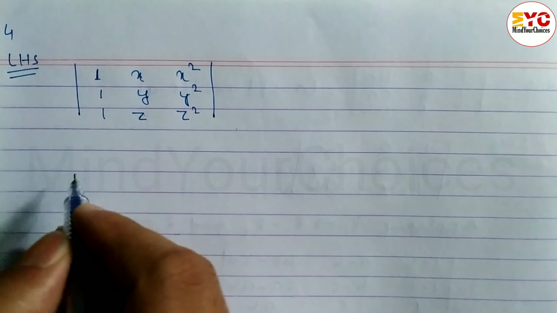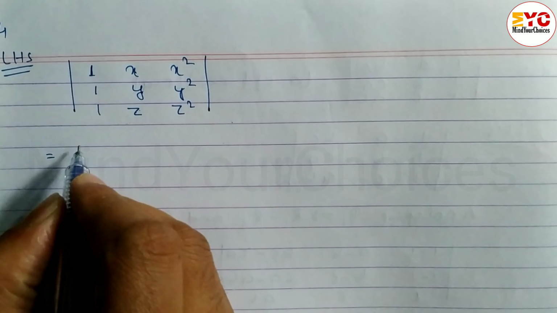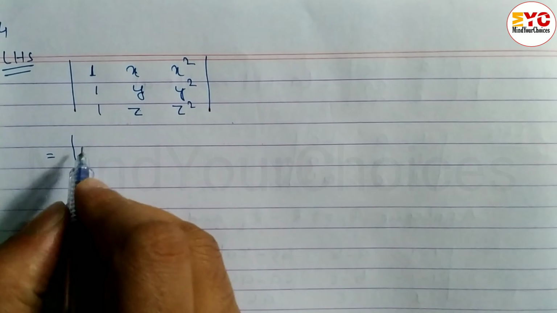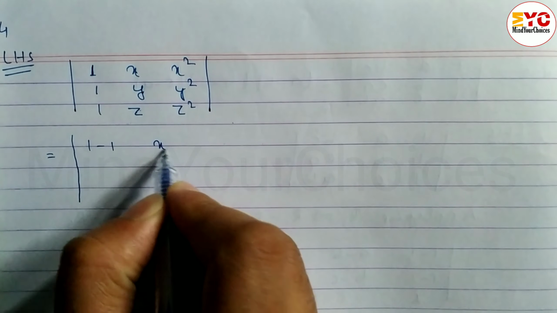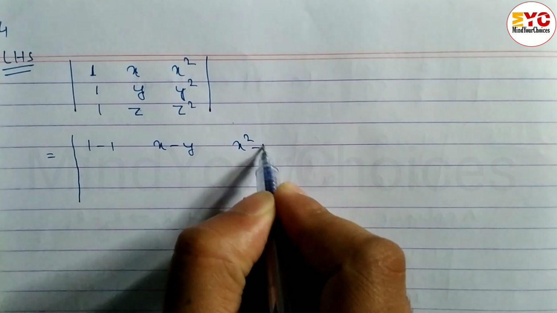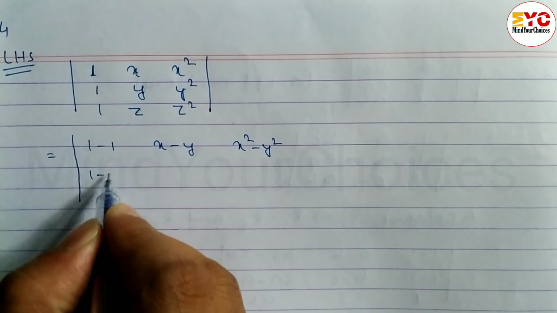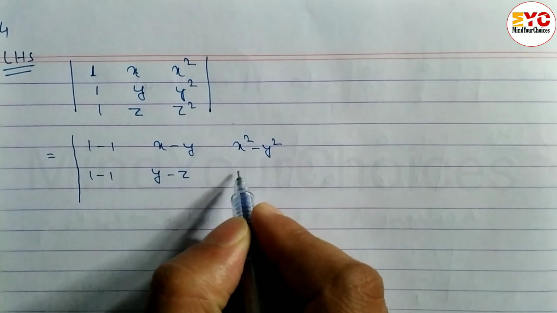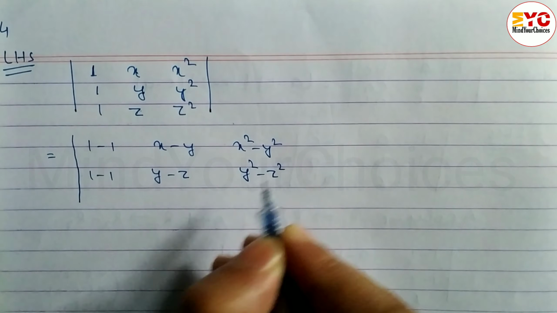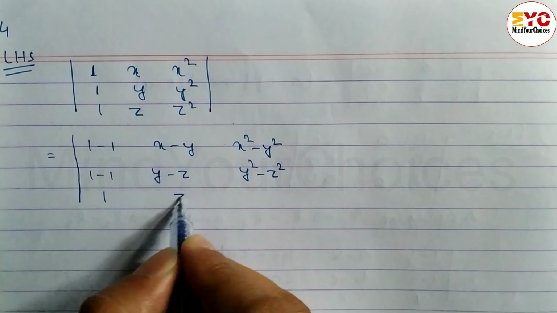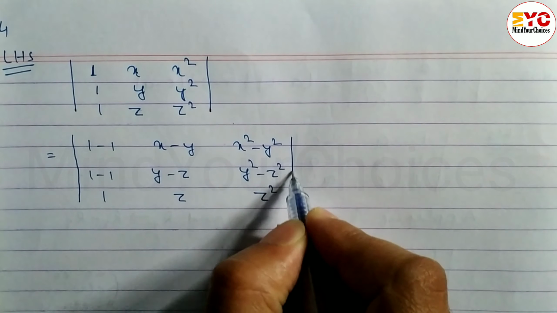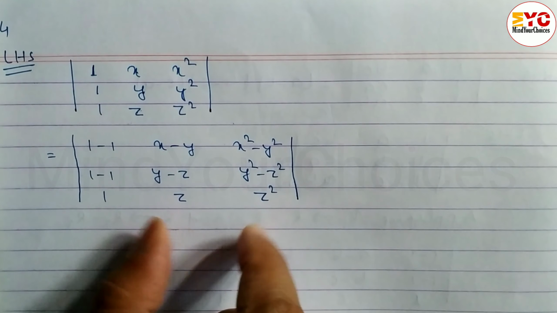So here you can do a little bit direct also, or you can do step by step also. 1 minus 1 x minus y, x square minus y square. Similarly here also 1 minus 1 y minus z, and here y square minus z square. Similarly here we have to write 1 z, z square. This no need to do anything. Third row no need to do anything.